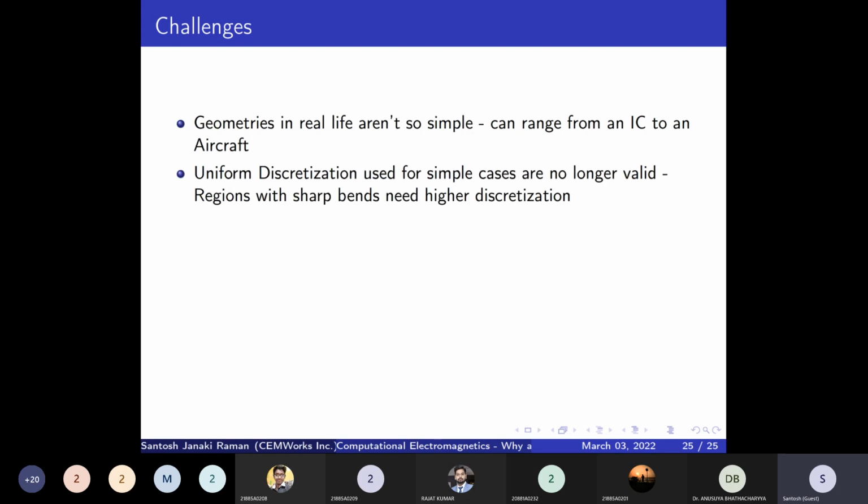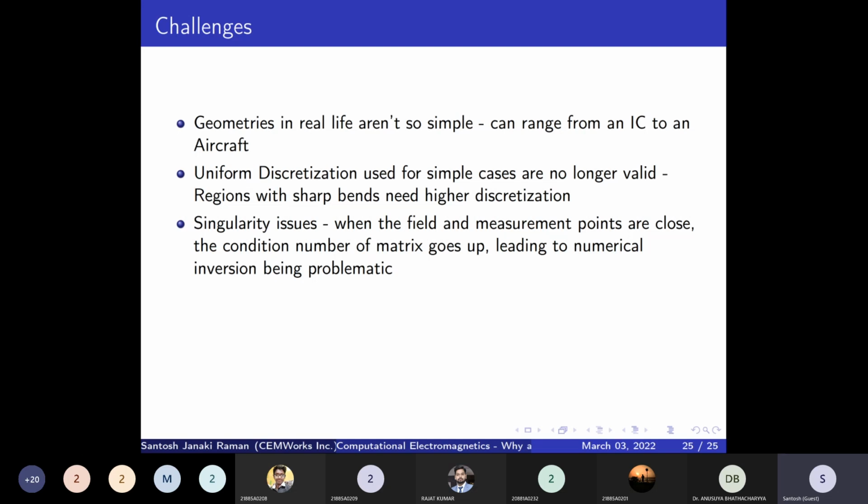And the second challenge is I used a uniform design. That is, I divided the capacitor into equal patches or the transmission line into equal segments. But this is not always valid. Let's say you have a geometry wherein there's a sharp bend. When you have a sharp bend, you need finer discretization there because the field magnifies at sharp points. So you cannot always have the liberty of uniform discretization. So this is another challenge, and you have to know where to discretize and in what quantity.